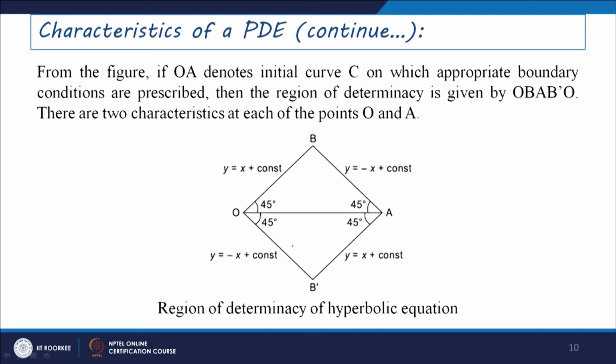There are two characteristics at each of the points O and A, which are given in the form y equals x plus constant, and another one, y equals minus x plus constant. So if you determine these two characteristics, one is defined at the point O, another is defined at the point A. This can be represented in this form here. That is especially the region of determinacy of hyperbolic equations.